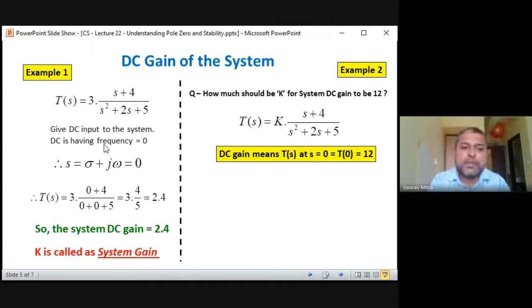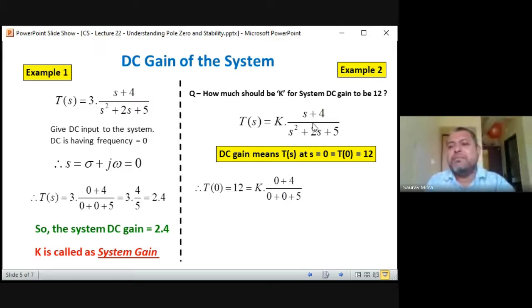S is a complex frequency, sigma plus j omega. Substitute complex frequency equal to 0. So whatever T(s) you find at 0 is called T0. T0 is equal to 12 is equal to K into, substitute here, all the s equal to 0. A very important numerical, a very simple concept, but in books, concepts are not given like this. That's why you might not be able to understand at times. Very simple, important concept, but I thought of sharing it with you.